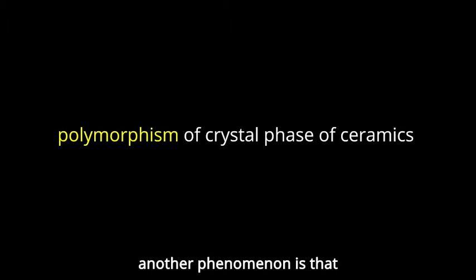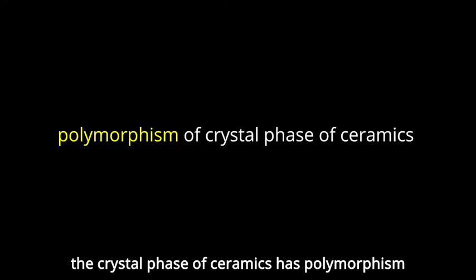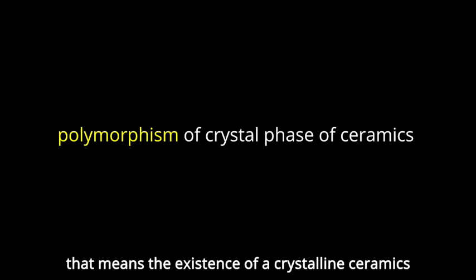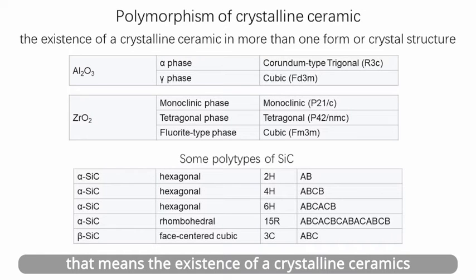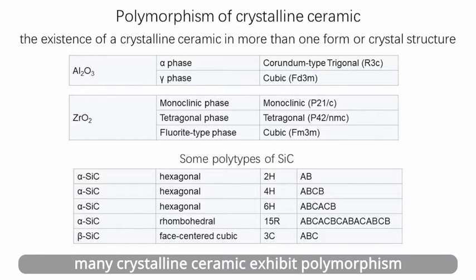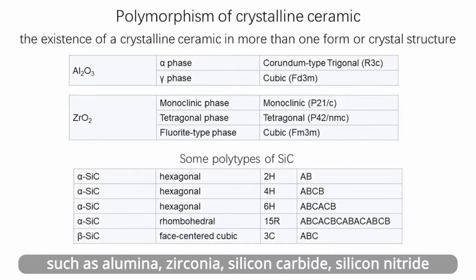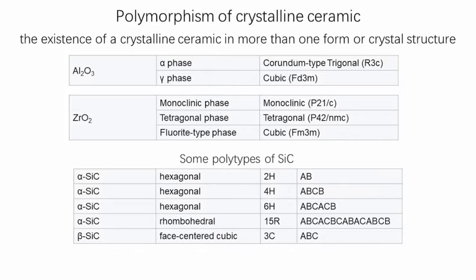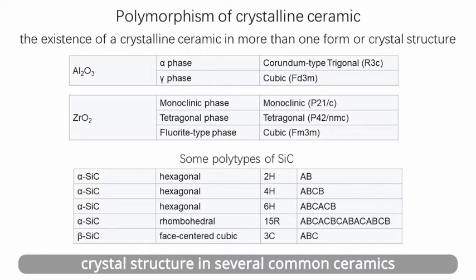Another phenomenon is that the crystal phase of ceramics has polymorphism. That means the existence of a crystalline ceramic in more than one form or crystal structure. Many crystalline ceramics exhibit polymorphism, such as alumina, zirconia, silicon carbide, and silicon nitride. The table shows the difference of crystal structure in several common ceramics.